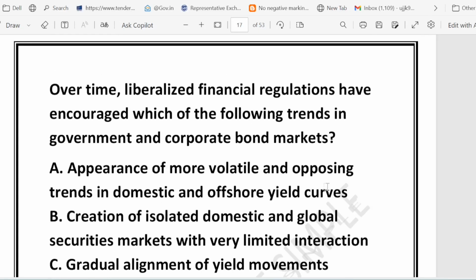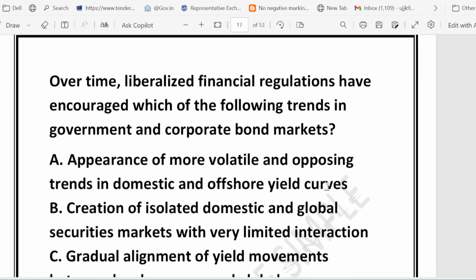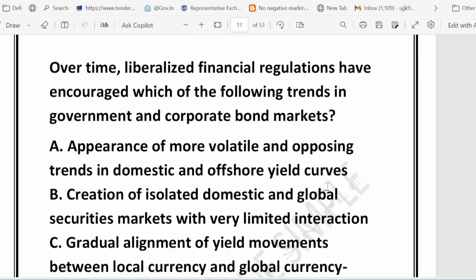So which option do you think is correct? Basically the question is asking you about the trend. Which trend in government and corporate bond market has been encouraged by the liberalized financial regulation? That's the question. So let's look at the option.